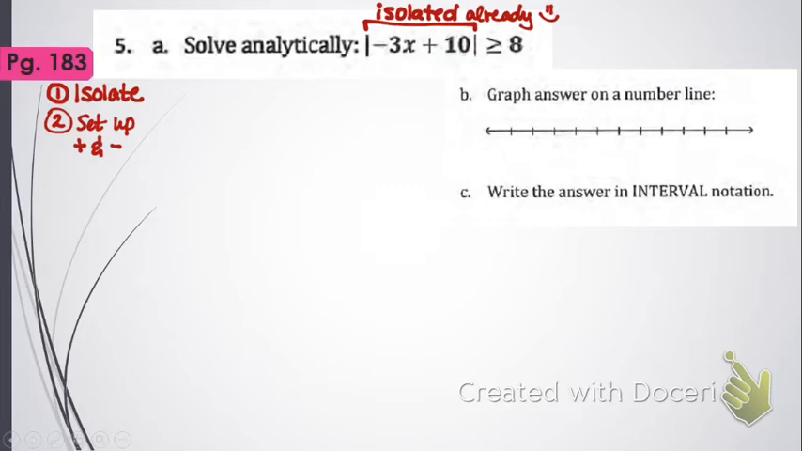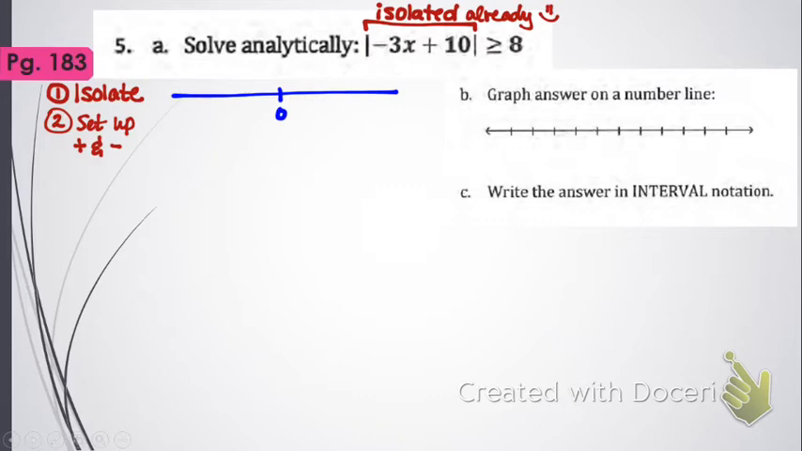So now I need to figure out how to set up my positives and negatives. This is where I draw a real quick number line so that I make sure I'm setting it up the right way. When I go to grade your tests next Thursday, I'm going to be looking for this on the inequality problems.